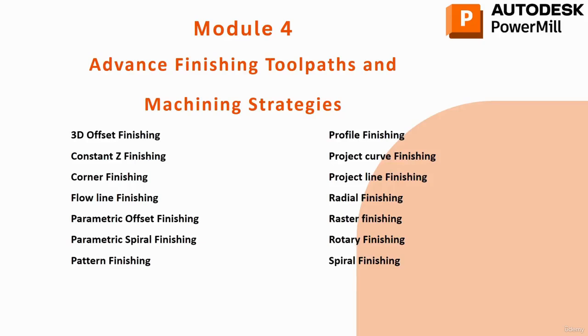So we have already started module number 4, which is all about the advanced finishing toolpaths and machining strategies. What we have covered is the 3D offset finishing, constant Z finishing, corner finishing, flow line finishing, parametric offset finishing, parametric spiral finishing, pattern finishing, profile finishing, and the last which we did is the project curve finishing.